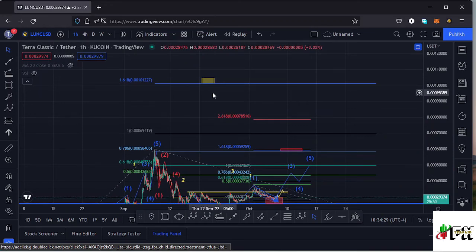$0.001 mark. In case we continue pushing higher here on the Lunc chart, obeying that Elliot wave structure, then Lunc very soon we might be losing 1-0 and get back to around the $0.01 mark in the formation of a wave 3. So let's be patient and see how that plays out, and I'll keep you updated.